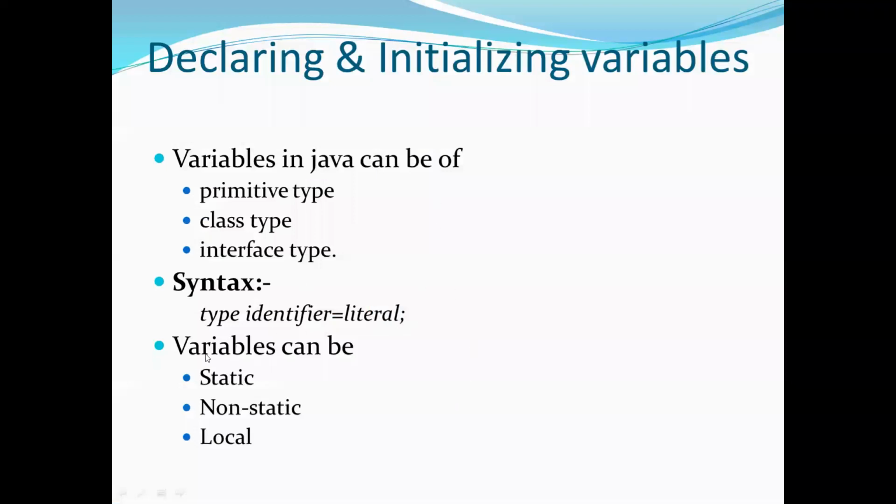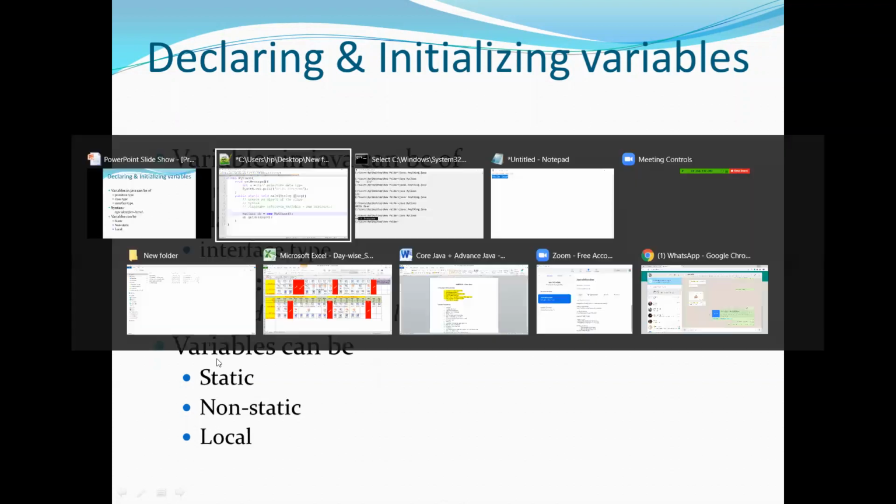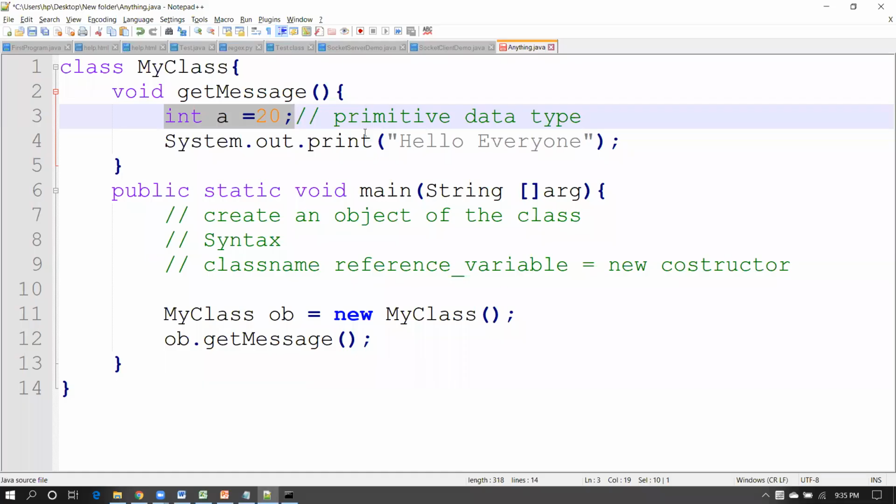Next one is that a variable can be static, non-static, or local. So what is a static variable, what is a non-static variable, and what is a local variable? Come to the coding. This variable is of primitive type, and this is also called a local variable. Local variables are those variables which are, yes, sorry. Now, is it clear?